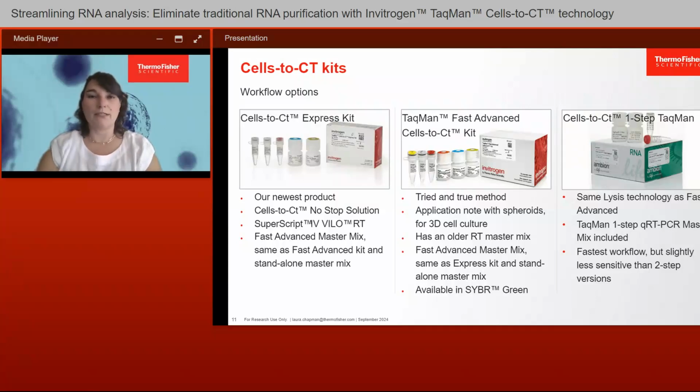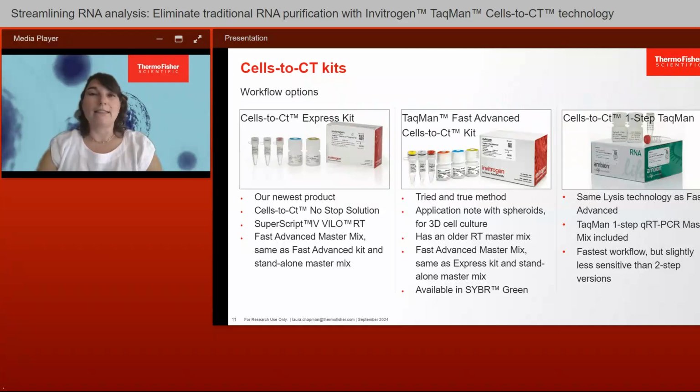It has a slightly older RT master mix, so it doesn't have the SuperScript IV VILO, but it also includes the same Fast Advanced master mix that's included in the Express kit. We also offer a SYBR option for the Fast Advanced, so if you're interested in SYBR, this could be an option for you.